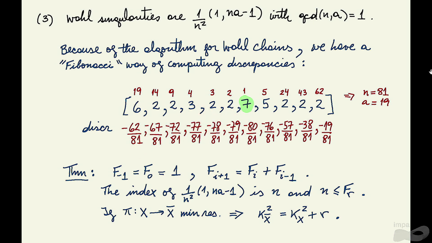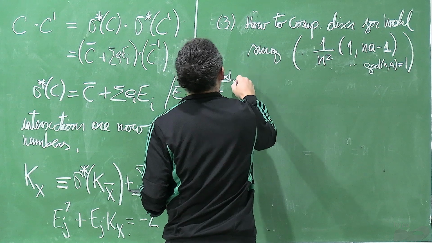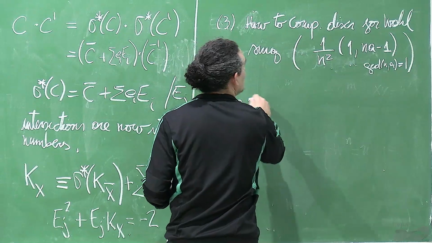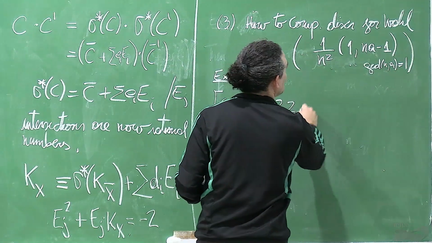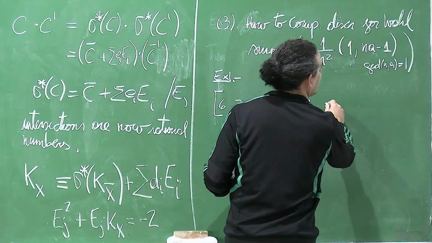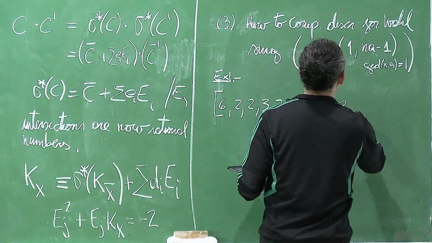I'm trying to give you a practical way to just compute things. You know this is a Wahl chain because here you have three 2s. Oh, I forgot one 2. I'm sorry about that. Let me see. Is there any other mistake? No. There is one more 2. So maybe let me write it down. That is not a Wahl chain. So let me put it as an example: 6, 2, 2, 3, 2, 2, then 7, then 5, then 2, 2, 2.